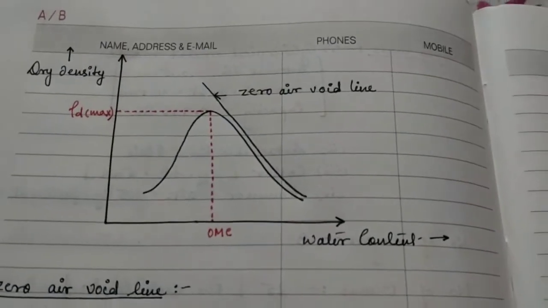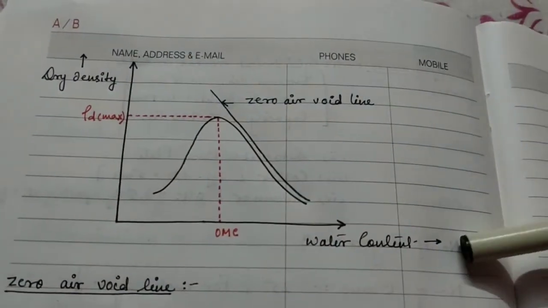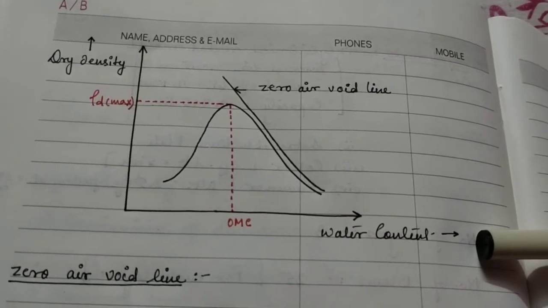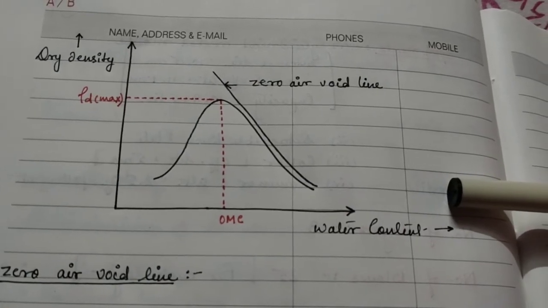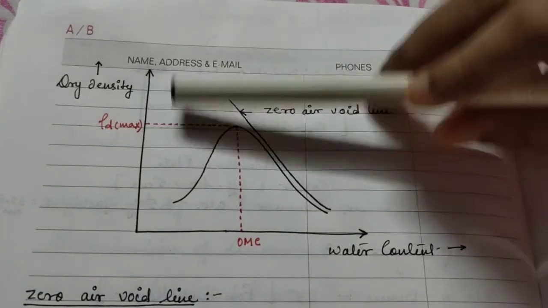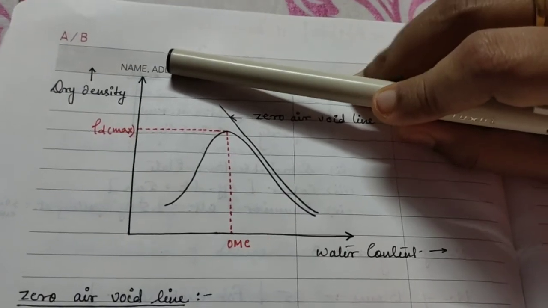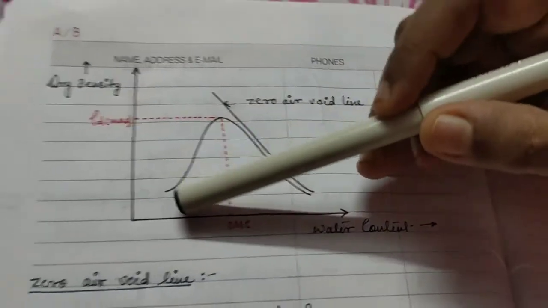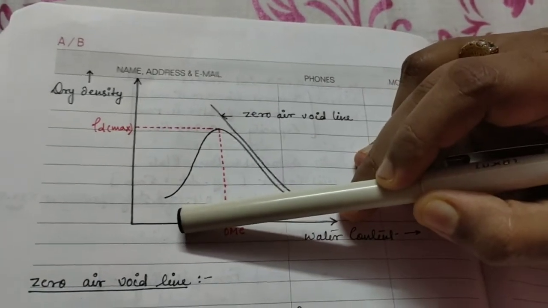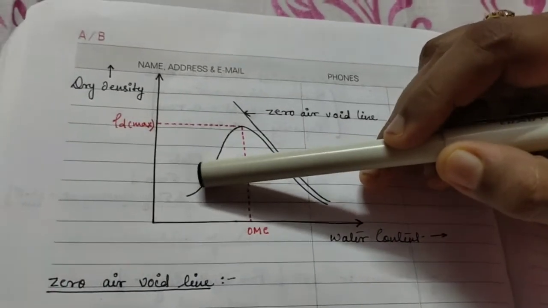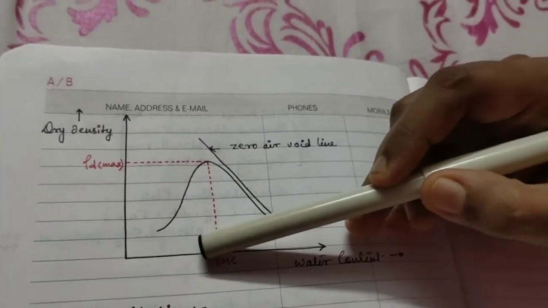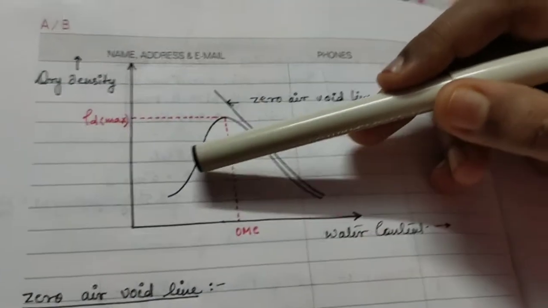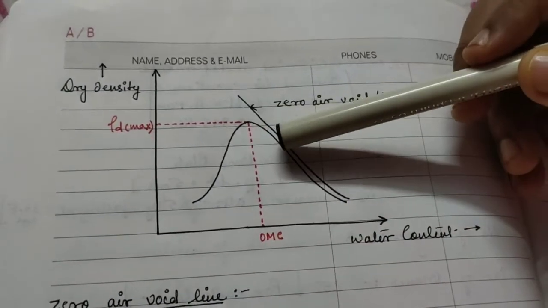This is a curve of dry density and water content. The compaction curve is plotted between the water content on the abscissa and the corresponding dry density on the ordinate. How is this curve plotted? Suppose we take a certain water content and obtain the corresponding dry density, so we get a point over here. Then we take another water content and get the corresponding dry density over here. After getting those points, we join them to get the curve.